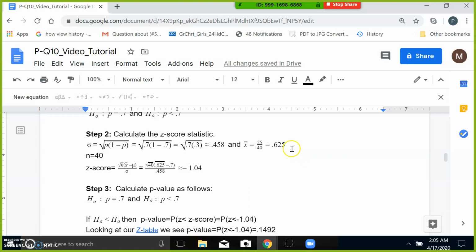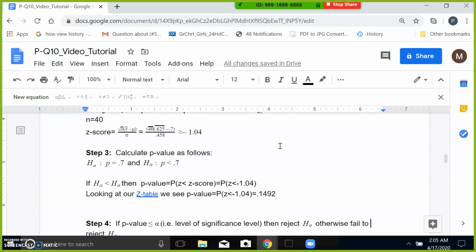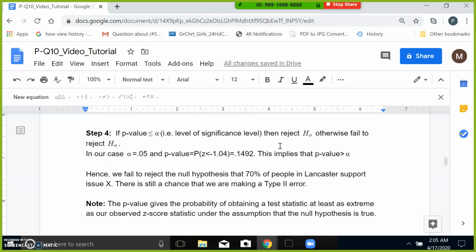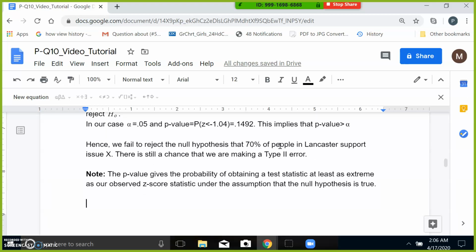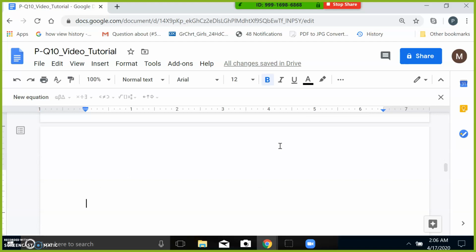So the probability of getting a sample like this, or more extreme, so more to the left of it, is about 15%. So it's a high enough chance. That's why we did not reject the null. We kept the null. So therefore, yeah, we keep the null here. So the sample does not suggest that we should reject the null. Okay, so we're done with question 1. Let's go on to question 2 now.